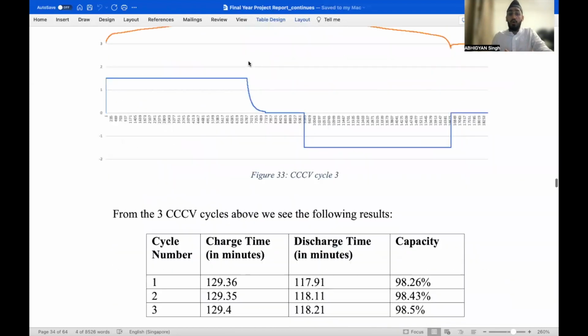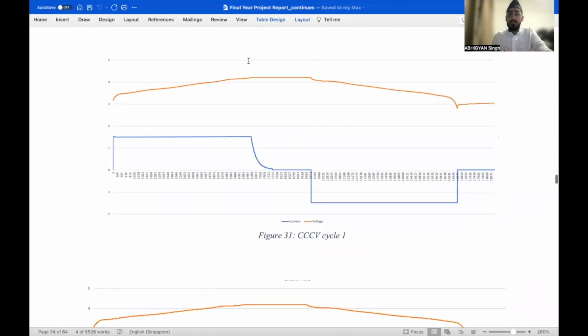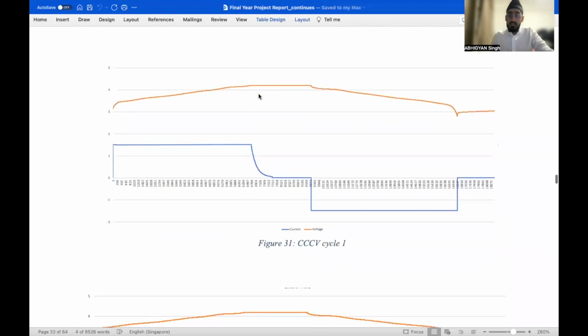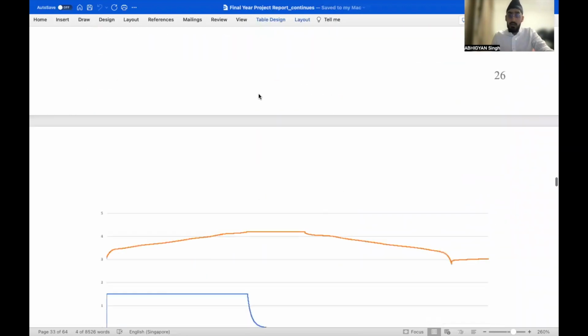Apart from this, we also developed a program that performs CCCV, which is constant current, constant voltage, on 30T cells. And here are some of the results produced by our program.